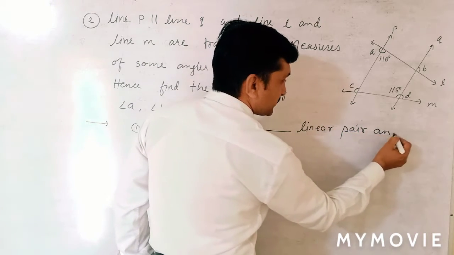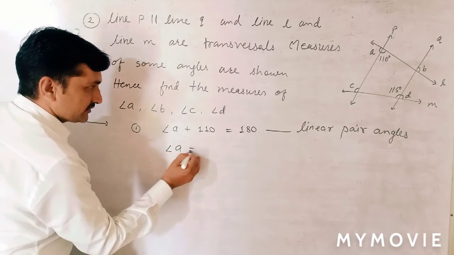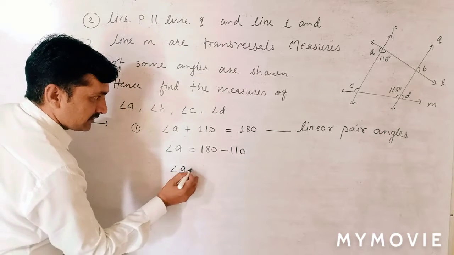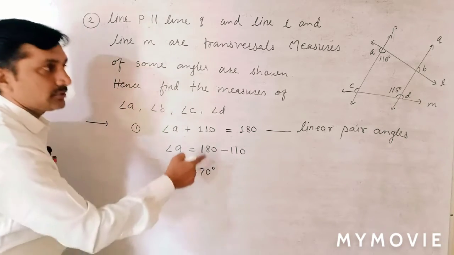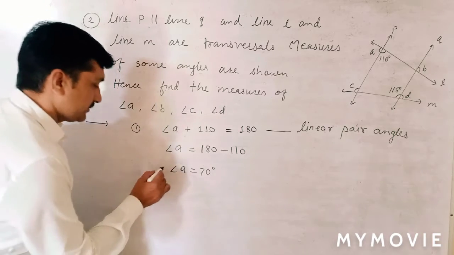They are a linear pair, that's why their sum is 180 degrees. Angle A is equal to 180 minus 110. Angle A is equal to 70 degrees. We got the first value, angle A is 70 degrees.